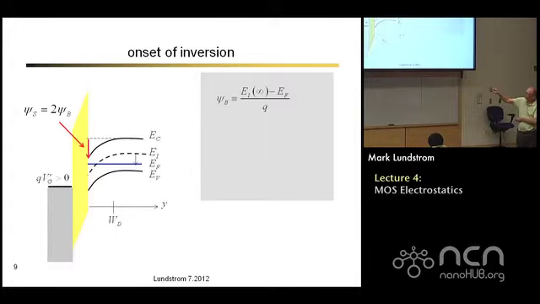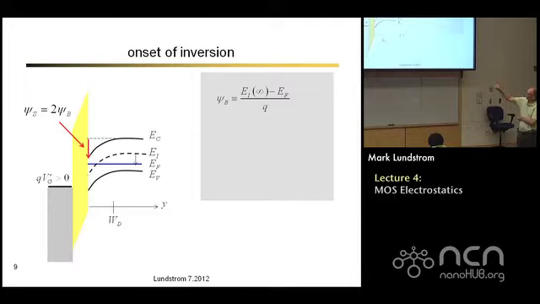When I bend the bands such that at the surface, the Fermi level is above the intrinsic level by the same amount, then I have the number of electrons at the surface that's equal to the number of holes that was in the bulk. This we call the onset of inversion. We've made the surface as n-type as the bulk was p-type to begin with.